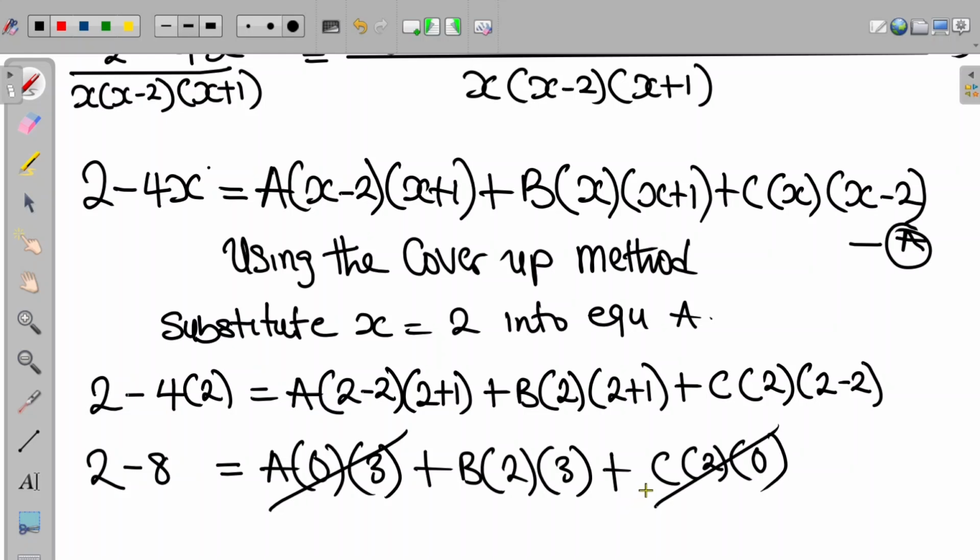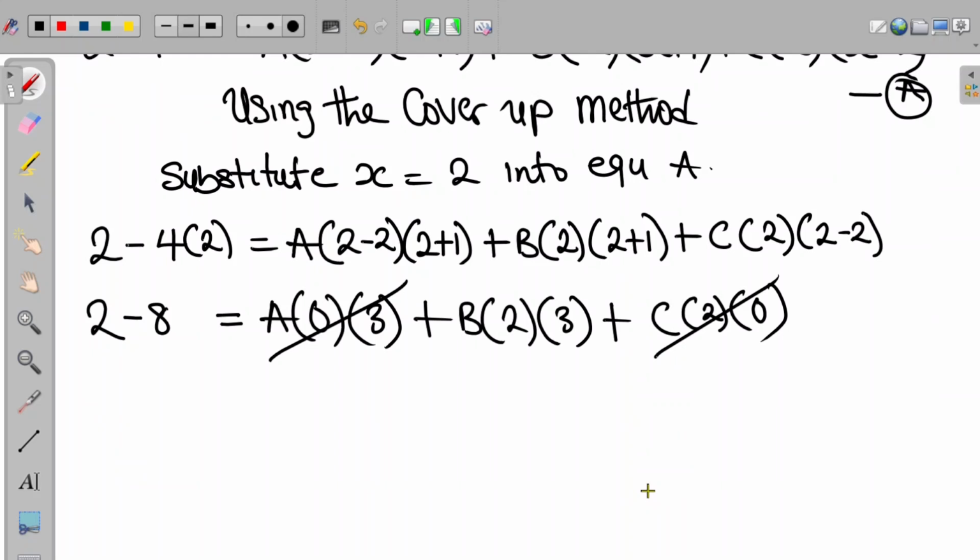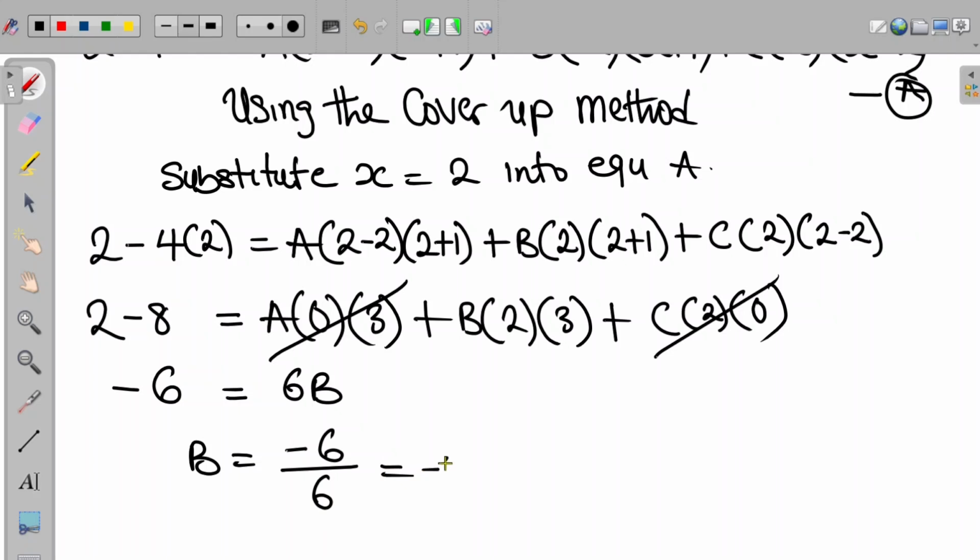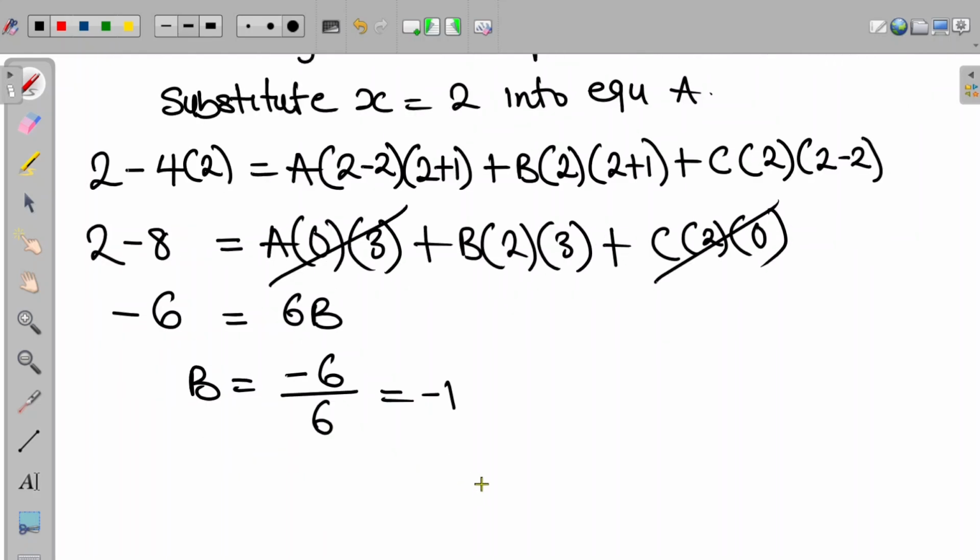C times 2 is 2C, and 2C times 0 is 0. So we have it that this is minus 6 equal to 2 times 3 is 6, so we have 6B. Thus, B is equal to minus 6 divided by 6, which is equal to negative 1. So therefore, B is equal to negative 1.